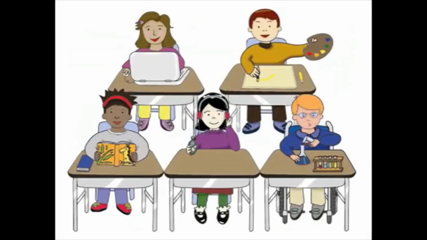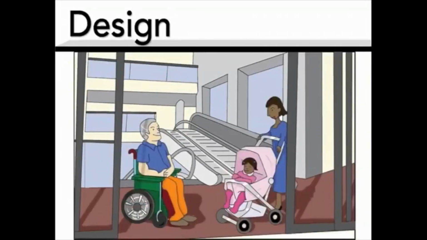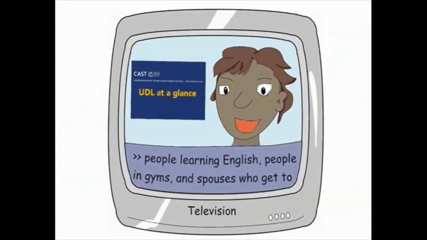So how do we make a curriculum that challenges and engages diverse learners? This is where the word design comes in. A universally designed building is planned to be flexible and to accommodate all kinds of users, with and without disabilities. It turns out that if you design for those in the margins, your building works better for everyone. Curb cuts and ramps are used by people in wheelchairs, people with strollers, and people on bikes. Captioning on TV serves people who are deaf, people learning English, people in gyms, and spouses who get to sleep at different times.